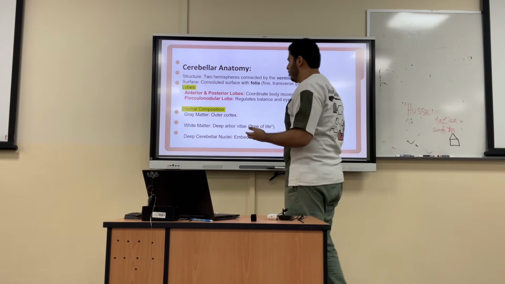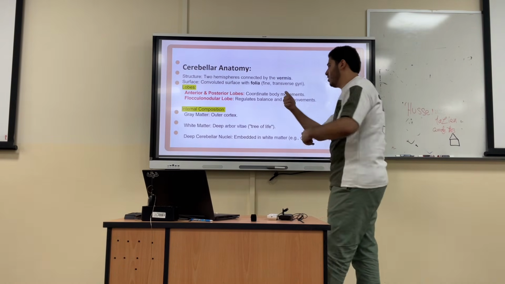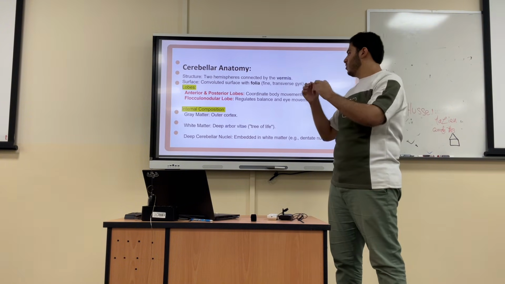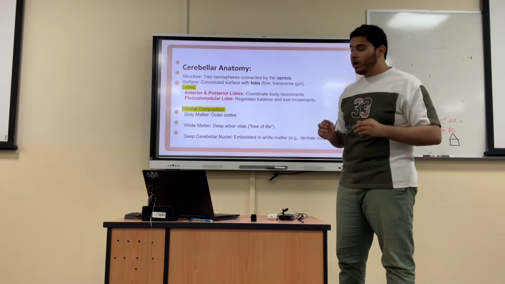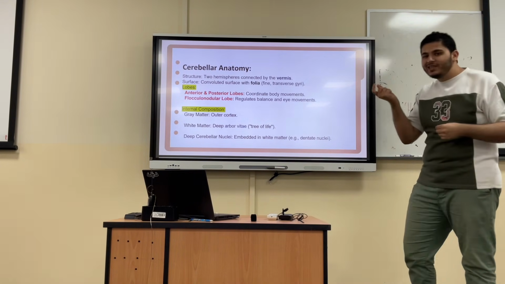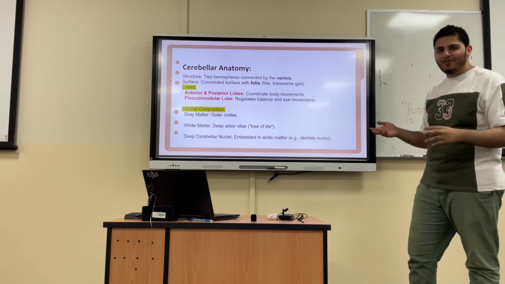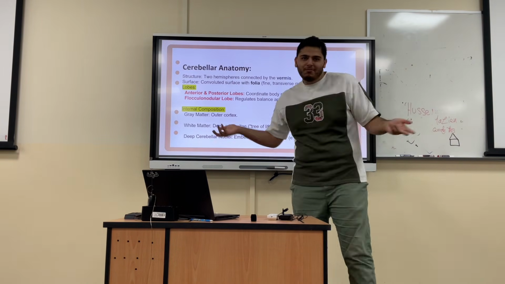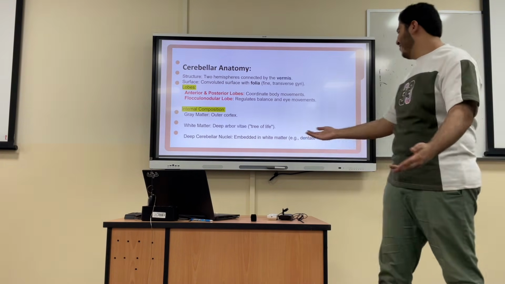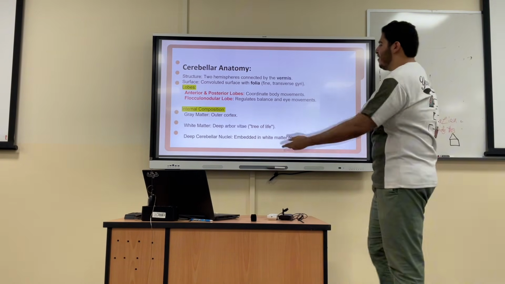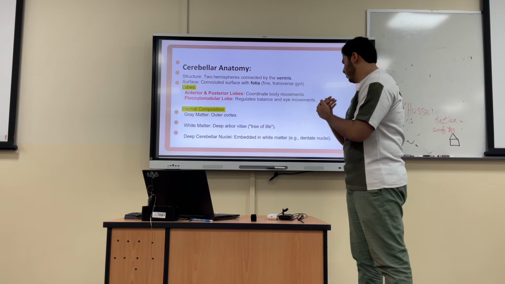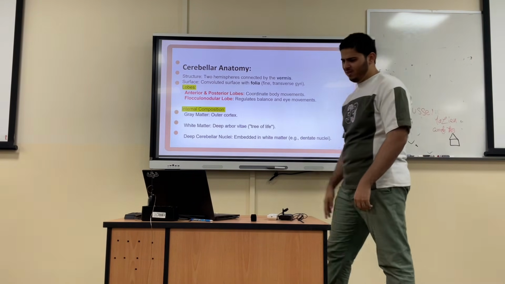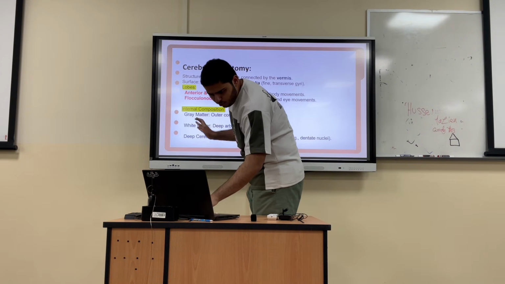For the internal composition, we have gray matter, the outer cortex, similar to the cerebrum. For white matter, we have the deep white fibers called the arbor vitae, meaning tree of life. I don't know why they gave it this name. Then the deep cerebellar nuclei are embedded in the white matter, for example the dentate nuclei, but there is no need to know it.